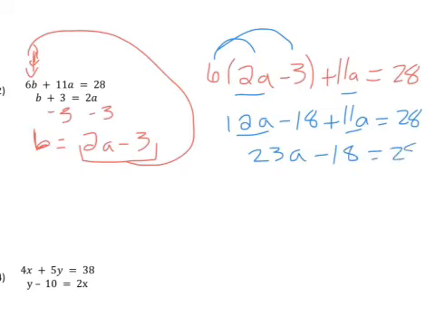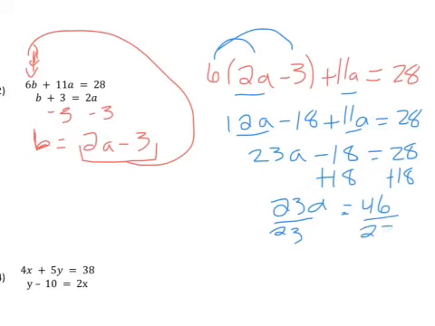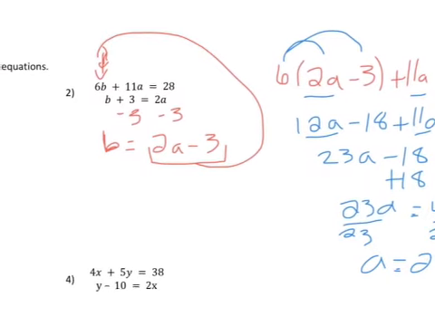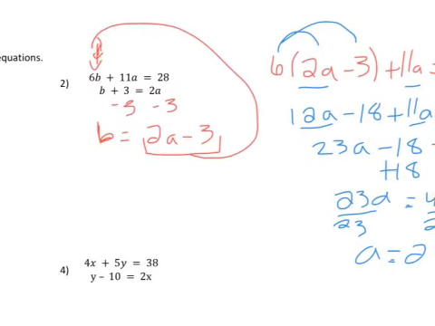equals 28. Add 18 to both sides, and that gives me 23a equals 46. And now I'm going to divide both sides by 23, and that gives me a equals 2. Okay, again, I'm not done yet, because when I look back at my original equation, my original equations had 2 variables. They had a and b. So that means a solution has to be both an a and a b value.